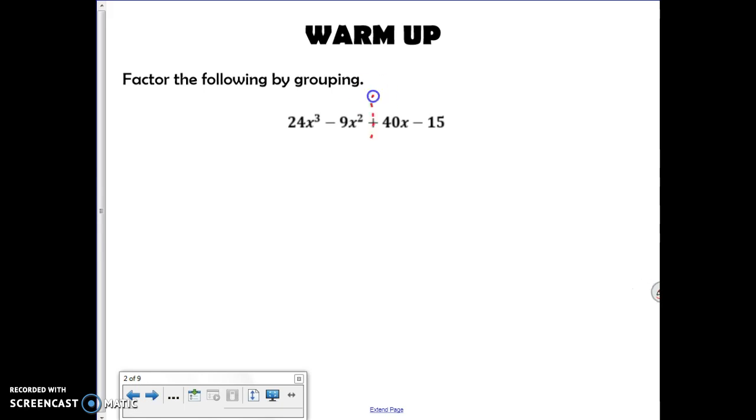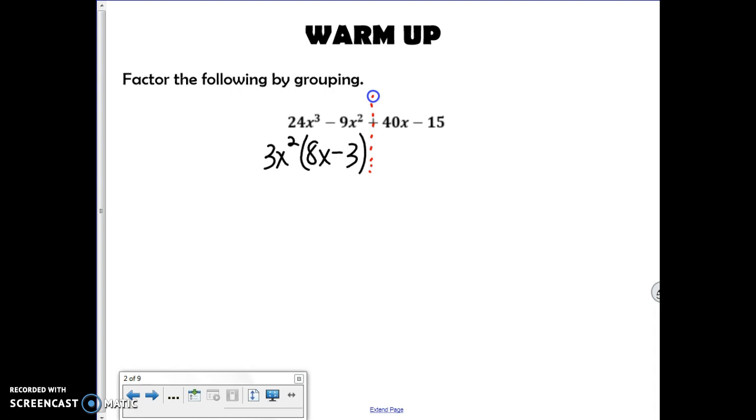All right, hopefully it came back to you pretty easily, but let's just run through it really quick to make sure you remember factor by grouping. So I'm going to find the greatest common factor between the first two terms. And hopefully after looking at it, you are easily able to see that the greatest common factor is 3x squared. So after I factor out a 3x squared, all I'll have left is 8x minus 3.